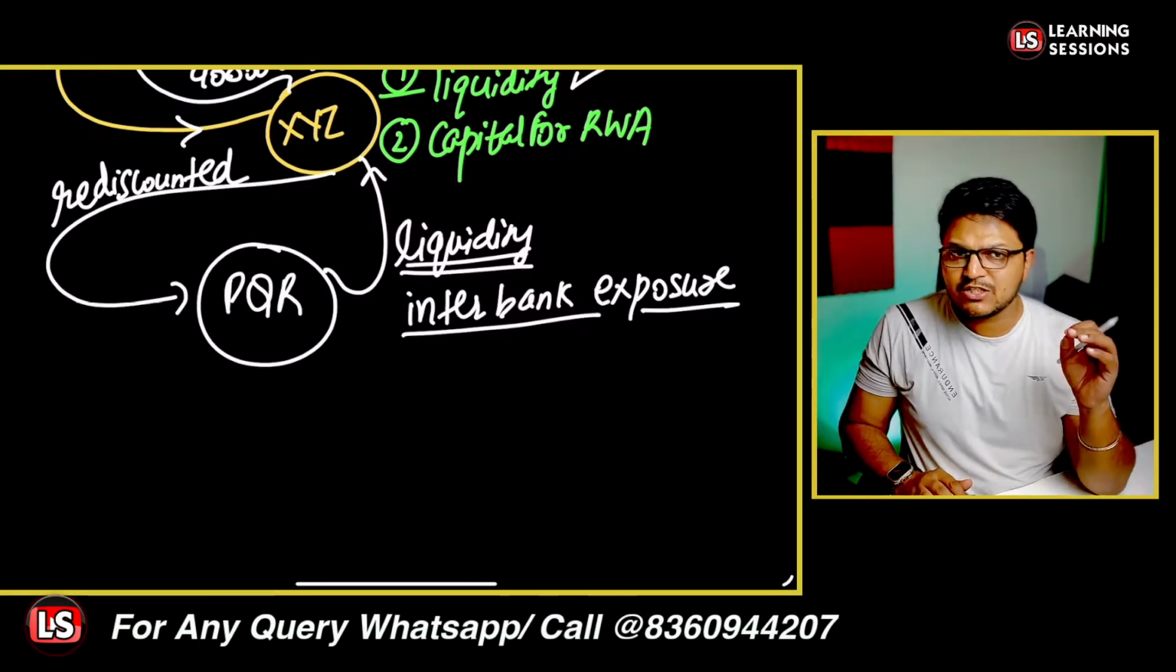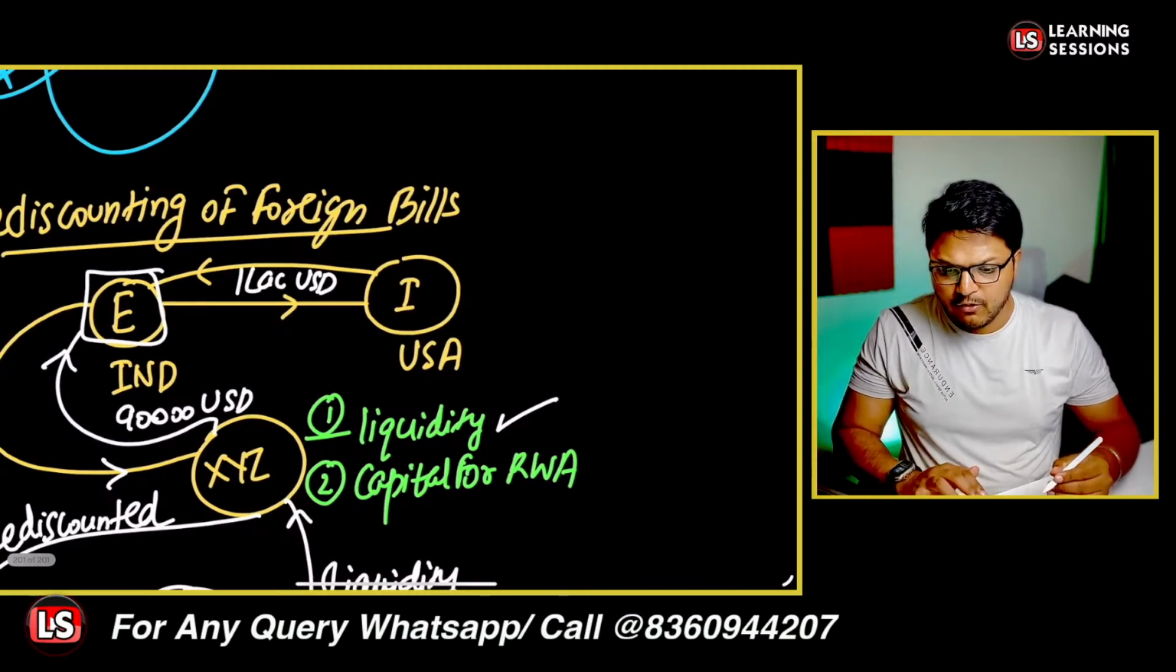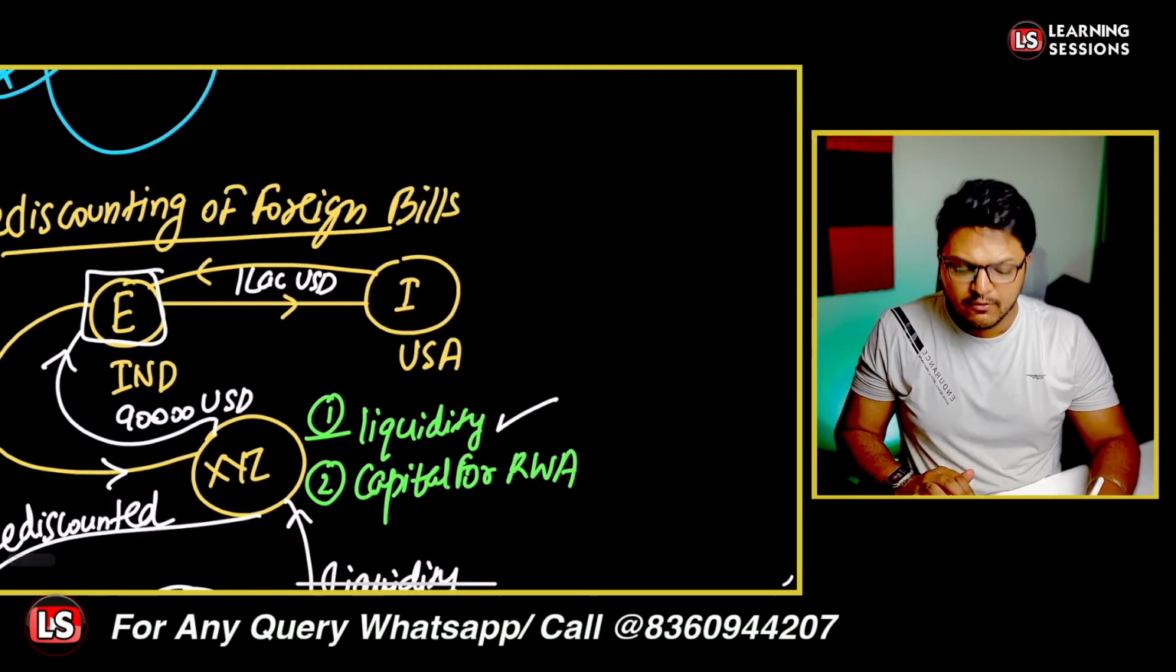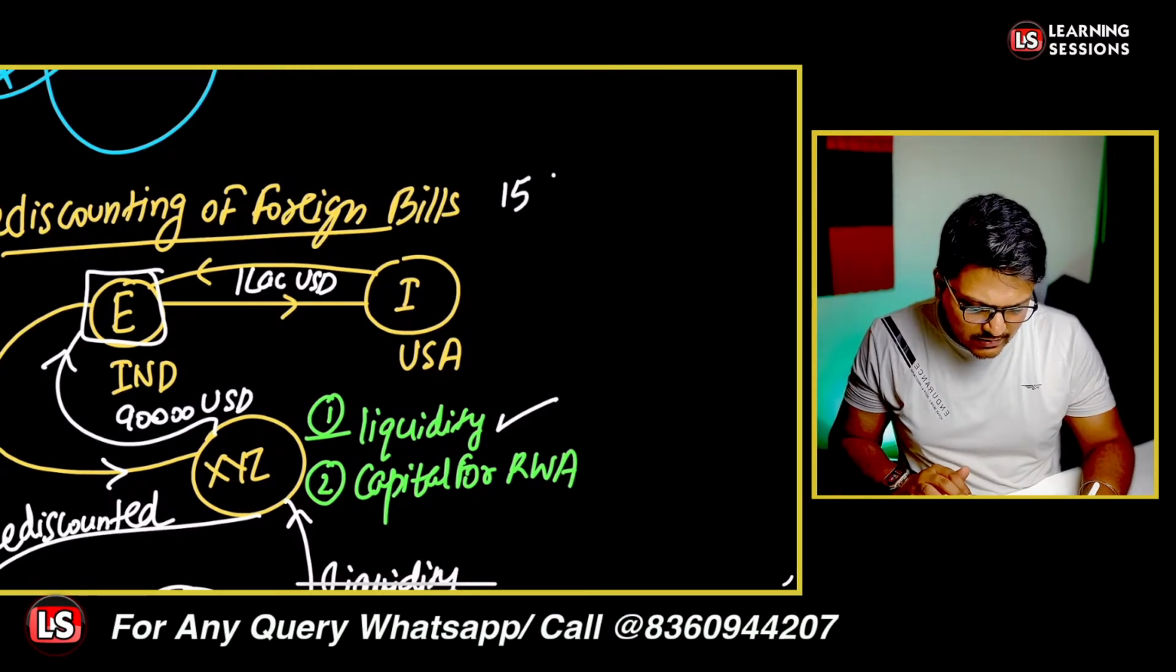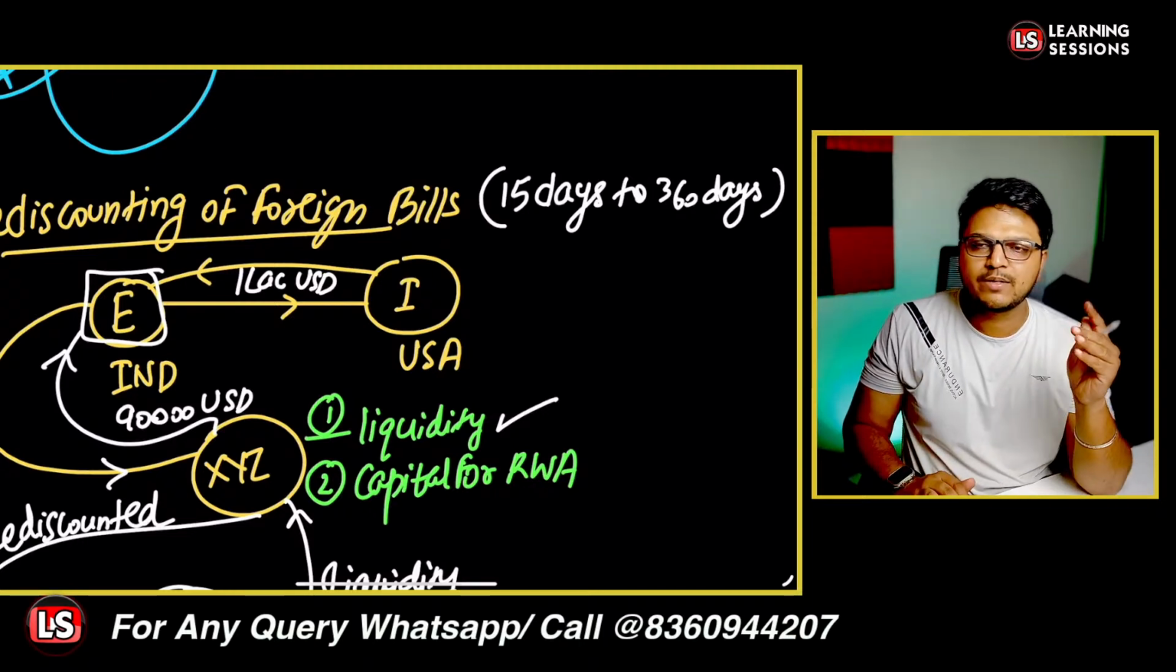And further, such kind of advances like the discounting of the foreign bills can be ranging from 15 days to 360 days, right? So that is the best part.